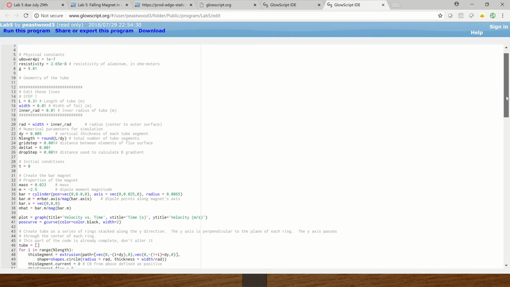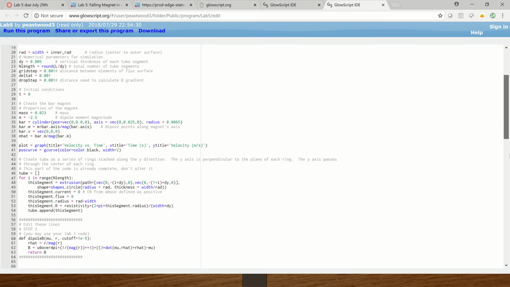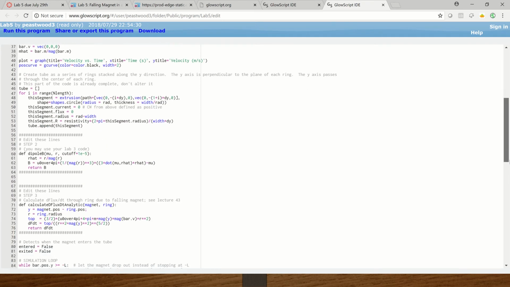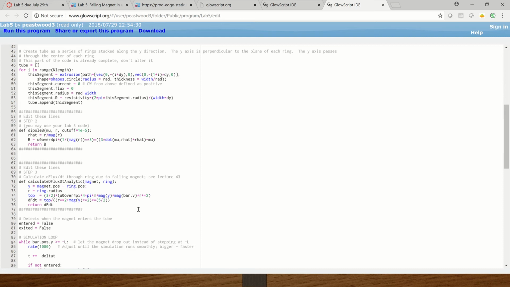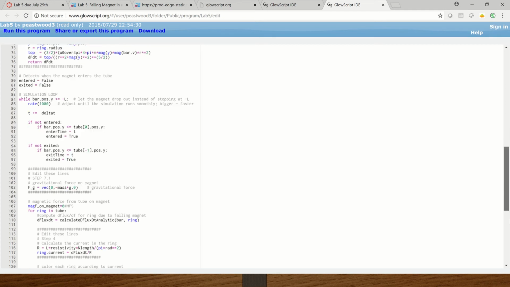So our conditions, as shown in a previous slide, are given here. We also need to include the width and the inner radius for the total radius. So a lot of this was given to us, but we wanted to be able to calculate the change in flux over time due to the falling magnet. From that, we needed to know when it entered and exited, and we wanted to be able to simulate this.